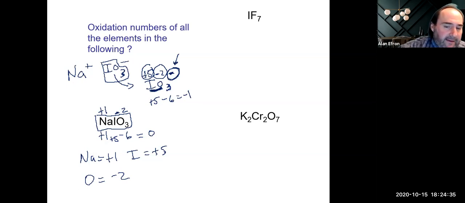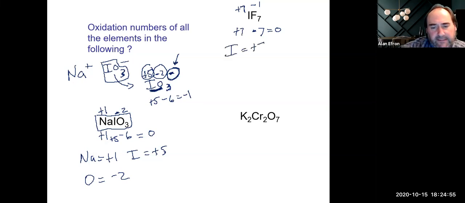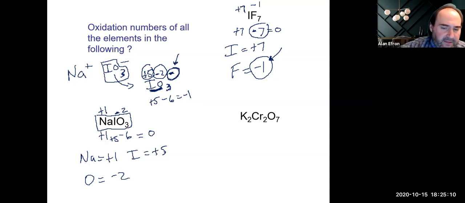If we look at IF7 here, fluorine is always -1, and there's 7 of them, which gives you a -7. Again, no charge on this compound, so it needs to equal 0. So our iodine, like before, would be a +7 in this case, and our fluorine would be -1. Do not give the grand total when you're asked for the oxidation number. Just the individual one of those atoms by itself is the correct way to do that.